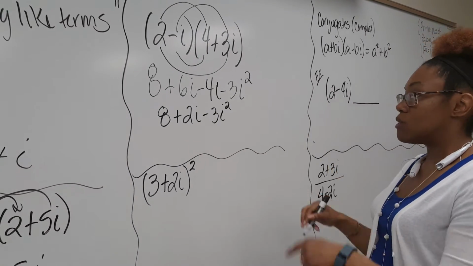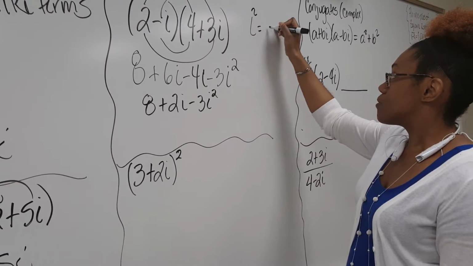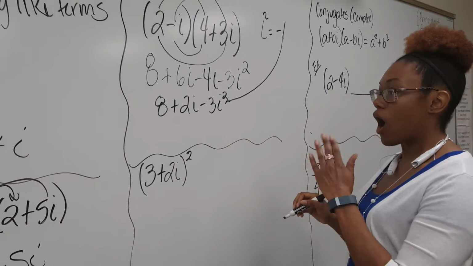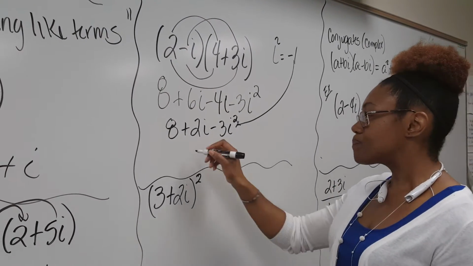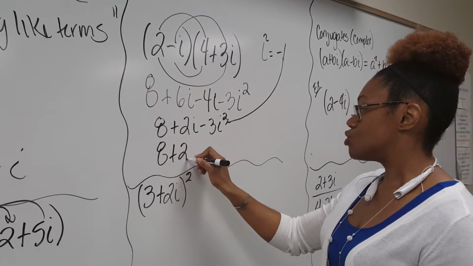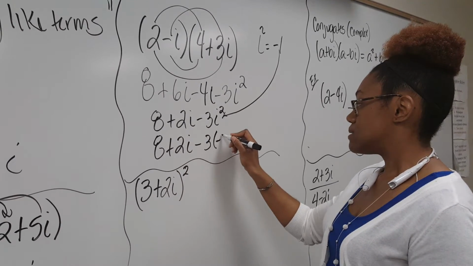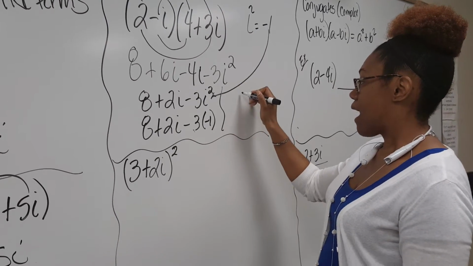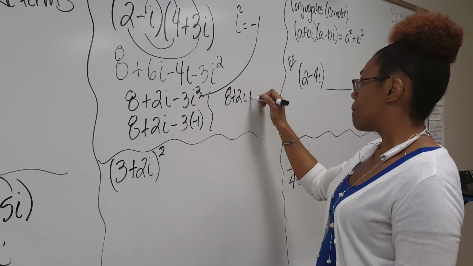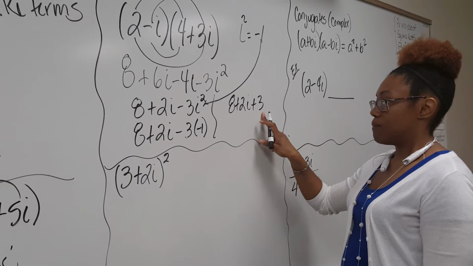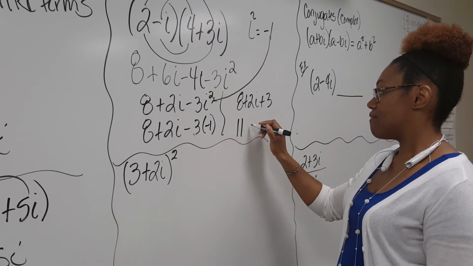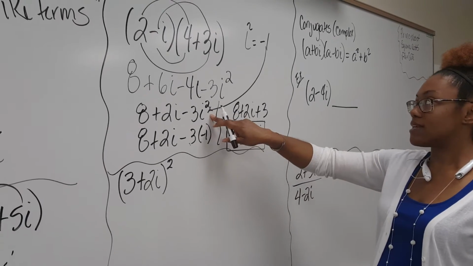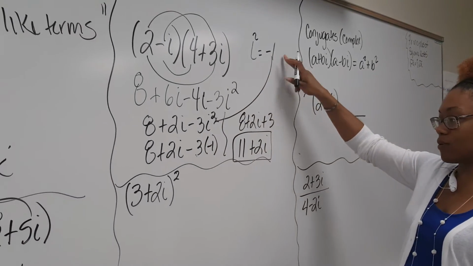Well, if we go back to the beginning, remember I said i squared equals negative 1. So you replace i squared with negative 1 because we always want it to be in standard form. So this will be 8 plus 2i minus 3 times negative 1. Two negatives make a positive, so here we would have 8 plus 2i plus 3. Well, the 8 and the 3 can be combined together, so my answer would be 11 plus 2i. Okay, so remember, anytime you see the i squared, you need to replace it with the negative 1.